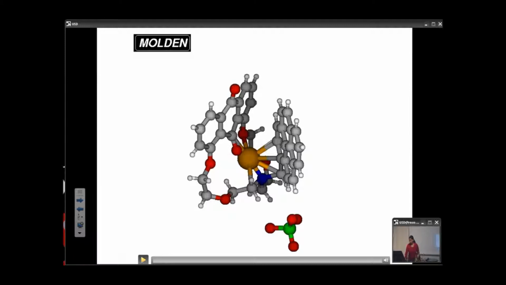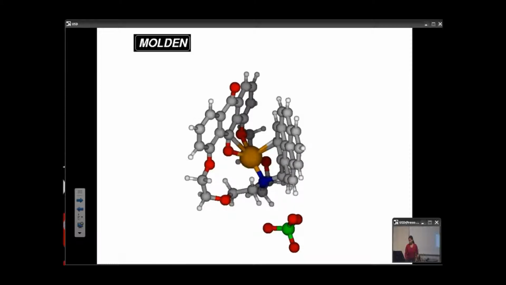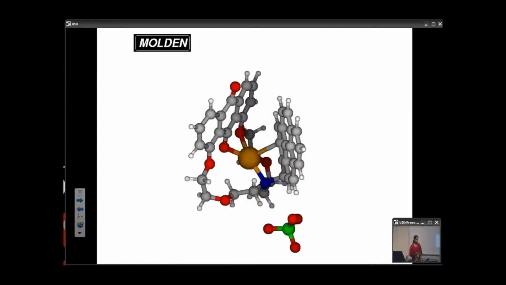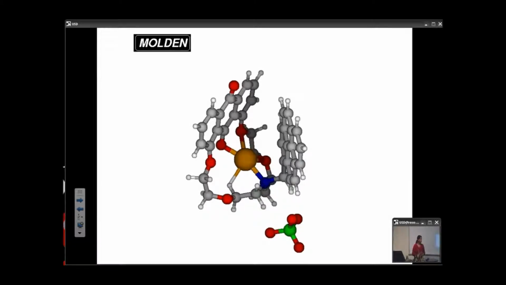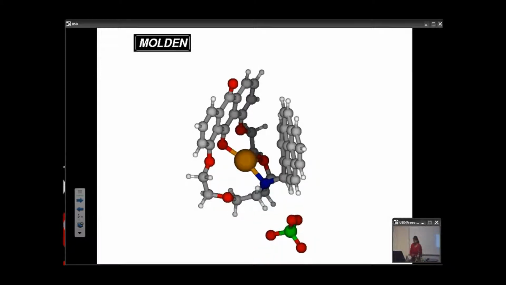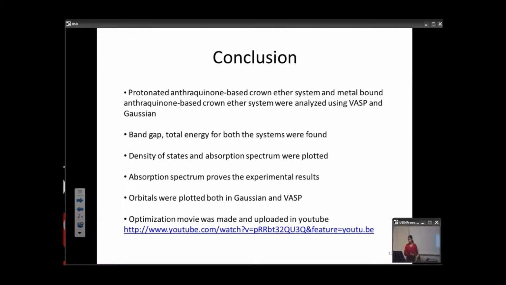And here is the video for the geometry optimization of the mercury bound system. Here we can see we have randomly placed the mercury inside it, and we went for the geometry optimization. So the mercury fits in the cavity so as to have the minimum strain by the neighbor atoms.